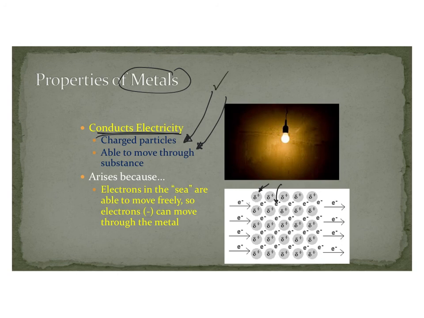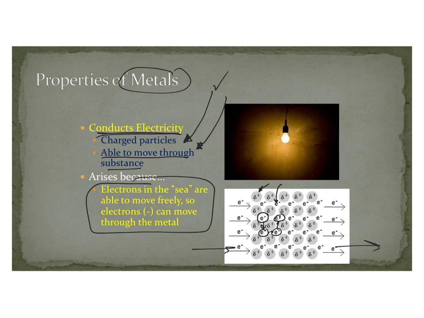Can electrons move through the substance? Well, yeah, we said the sea of electrons was already a moving set of electrons moving through the substance. And so we do know that we can move electrons through. We are able to do that. So electrons in the sea are able to move freely, so electrons can move right on through the metal.